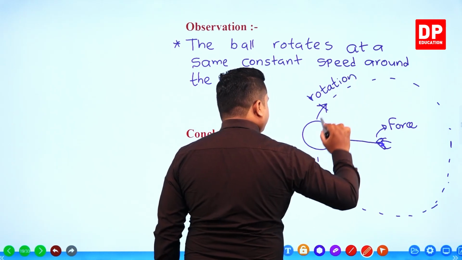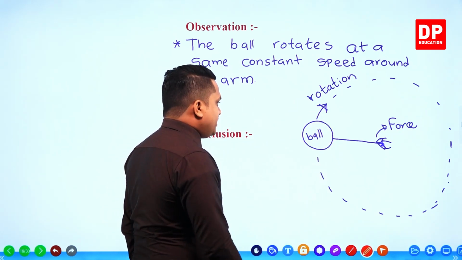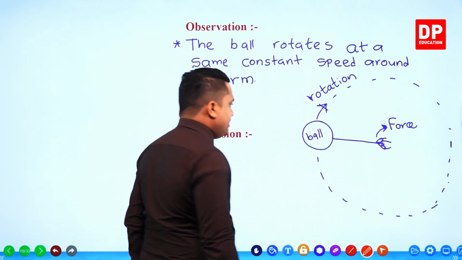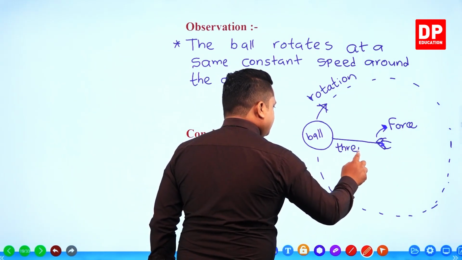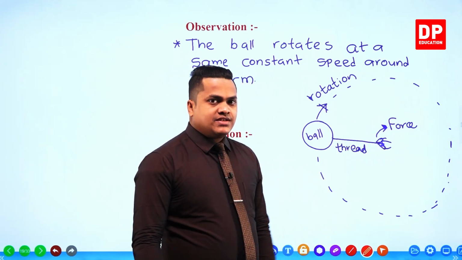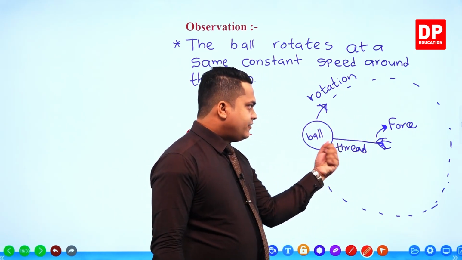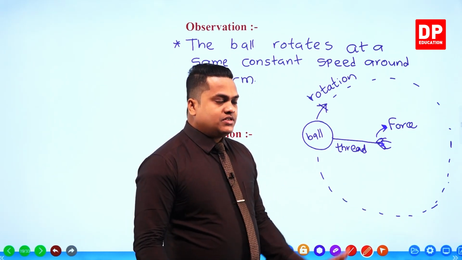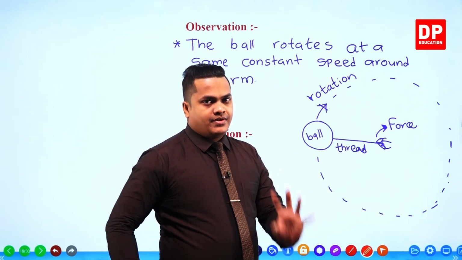The rotation. This is the ball. So my dear children, I am applying a certain constant force in here. This is the thread, and I am applying a certain constant force in here. So when I apply a certain constant force, always due to that constant force, the ball is rotating at a constant path.